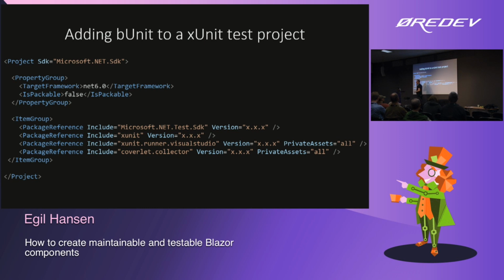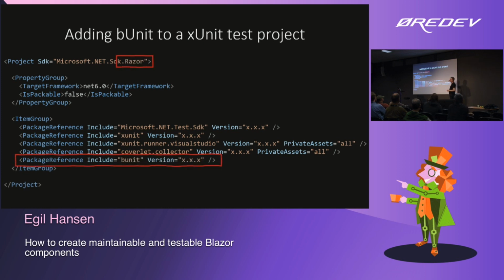Well, here I have a standard csproj, .NET 6, .NET 7 will work fine as well, for an XUnit test project. And the only thing we need to do is change the SDK type to Microsoft.NET.Sdk.Razor, because that will enable the Blazor compiler to run in that project, and we would want to write our unit tests in Razor files. That gives us some advantages we'll get back to later. And obviously we need to include the bUnit package.